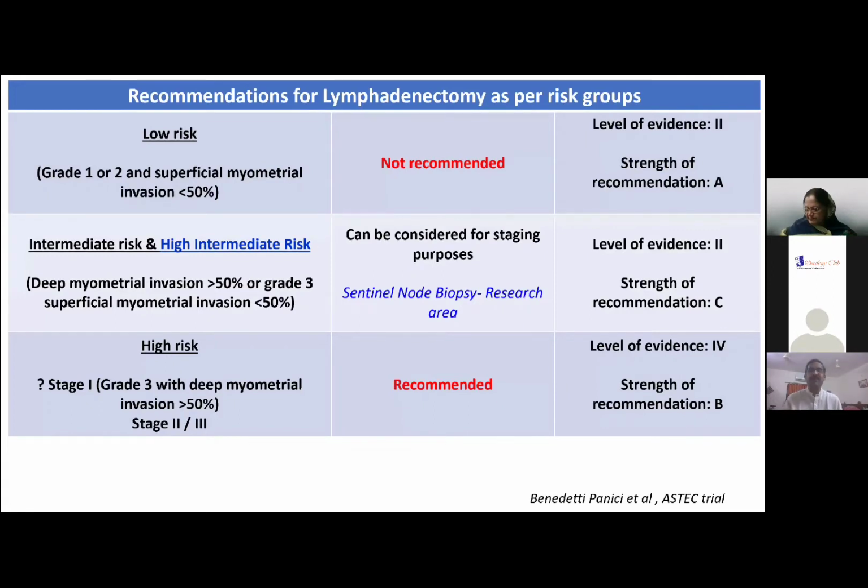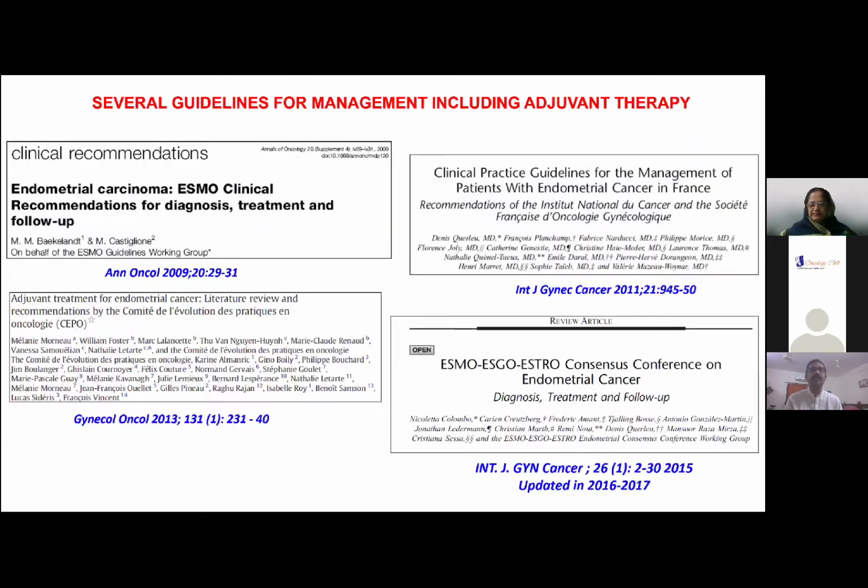biopsy, which is a big area of research in the past few years. However, what is important is that patients who are high risk, that is grade 3 tumors with deep myometrial invasion or stage 2 or stage 3, definitely should undergo lymph node dissection as a part of radical surgery.